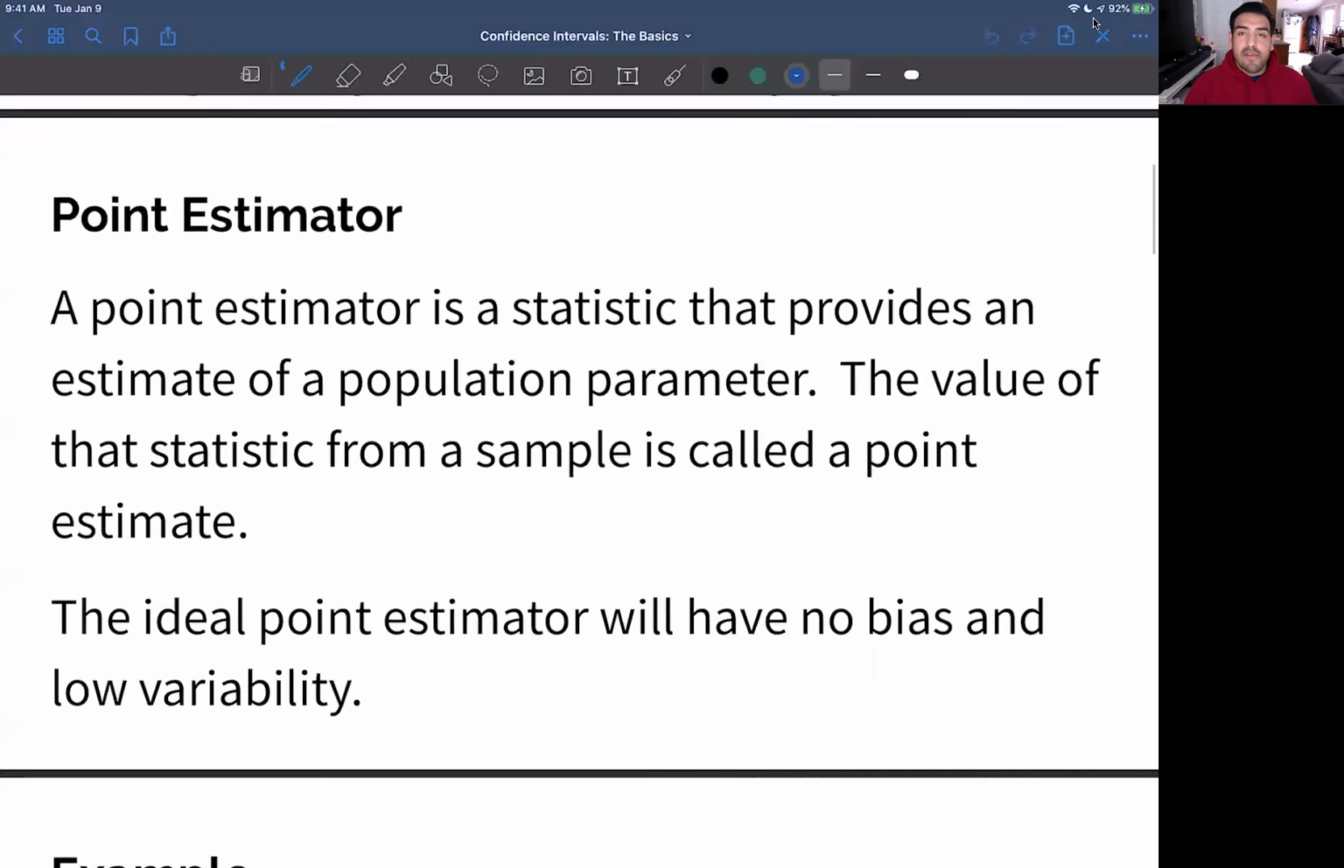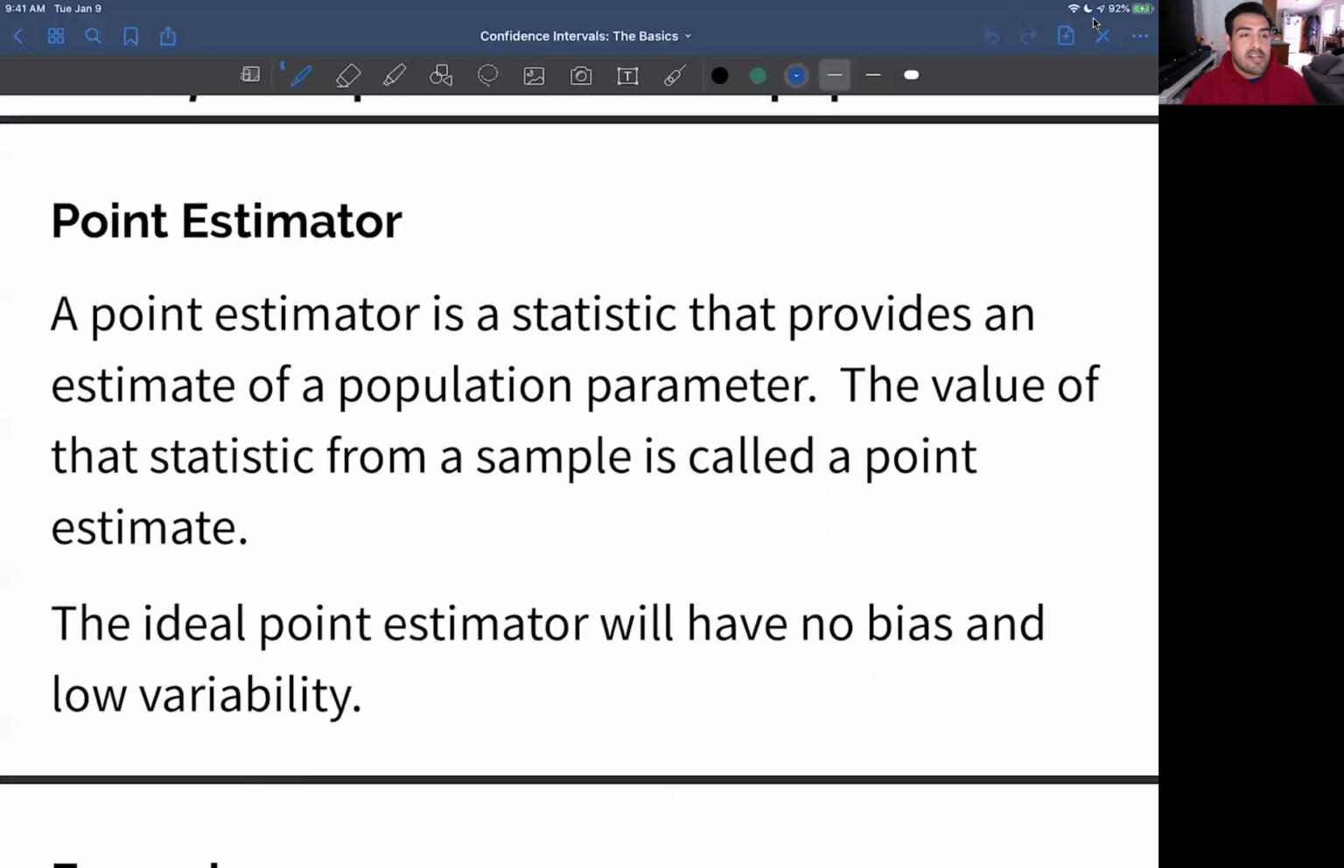So just a couple of vocab terms that are going to be really important for us. The first is a point estimator. A point estimator is a statistic that provides an estimate of a population parameter. The value of the statistic from a sample is called the point estimate, right?